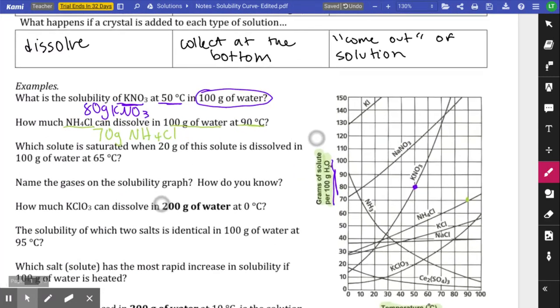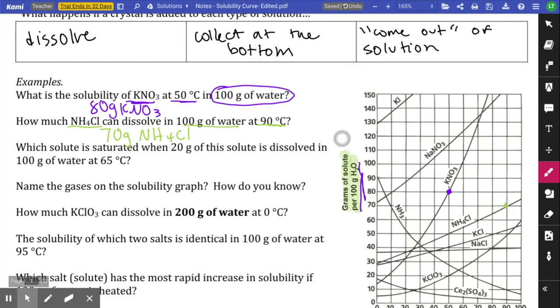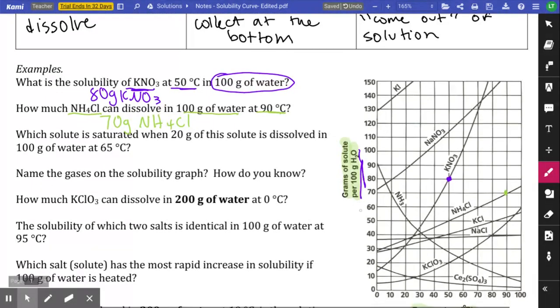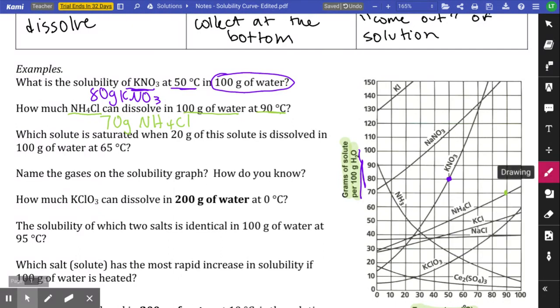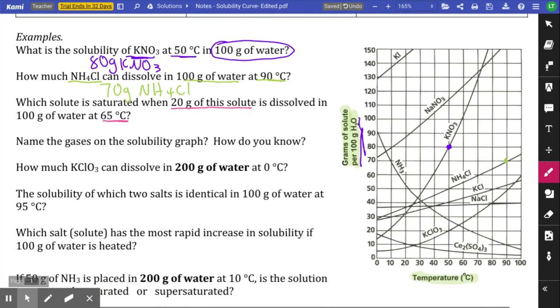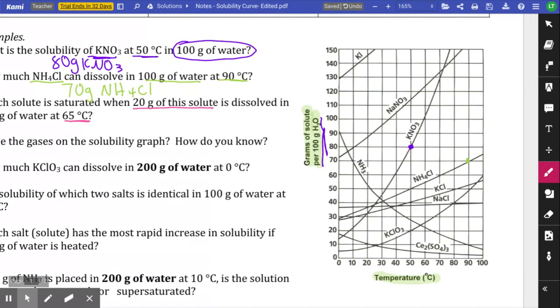All right. Now then, for this next one, we are looking at a specific point. So it's giving us two data values on our graph. We're going to go to both of those data values together and see which solution or which substance it is. So it wants to know which solution is saturated when 20 grams of this solute is dissolved in 100 grams of water at 65 degrees Celsius.